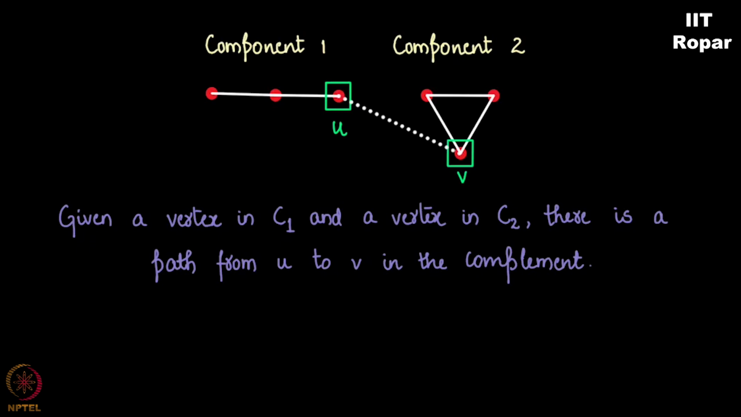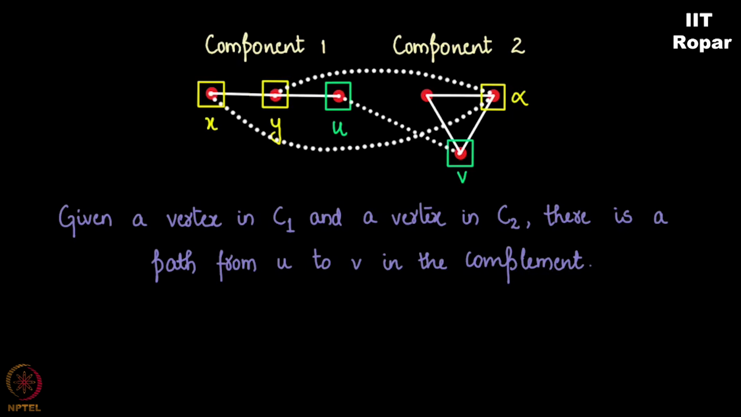Now, if you take two vertices within C1, let's say X and Y within C1. Now in C1 there is a path from X to Y, but in the complement will there be a path? Yes, there will be a path, because pick any vertex alpha from C2. There is an edge from X to alpha and an edge from Y to alpha. So there is a path from X to Y through alpha: X, alpha, Y. Similarly, even in C2, if you take two vertices, there will be some beta in C1. Through that, you can always go from one vertex in C2 to the other.